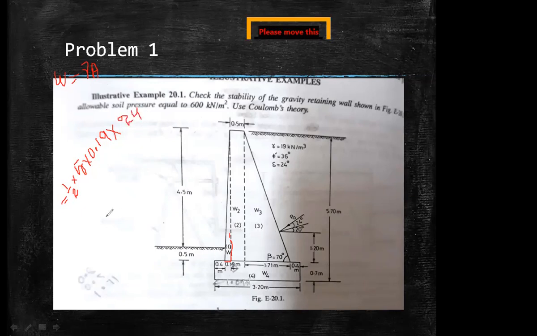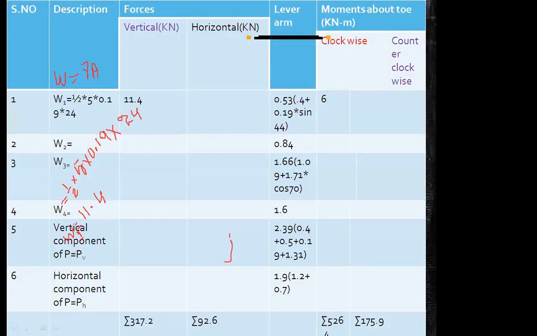So tell me what is W1 now? 11.4, right? So mention this in the table. We prepared a table, so in the description column you need to write the formula, and in the other column you need to write the answer. Here weight has only a vertical component, no horizontal component, so let it be empty.